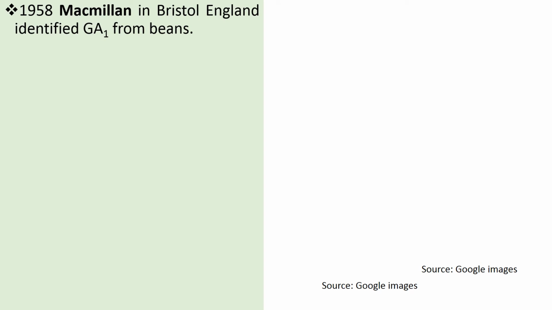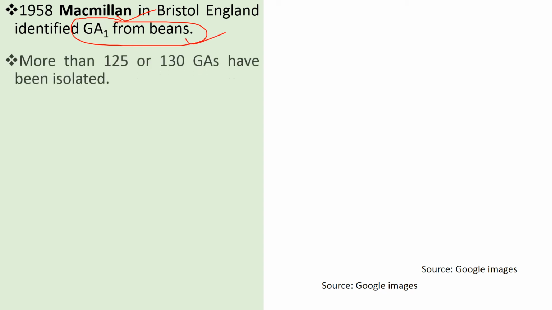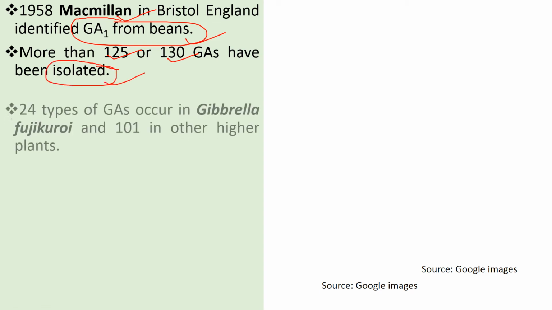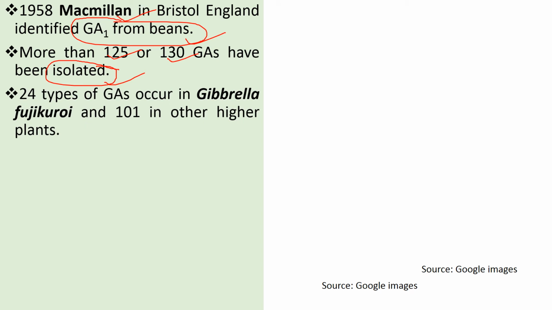Next, in 1958, Macmillan in Bristol, England, identified GA1 from beans. So they isolated this chemical substance from beans. And currently, there are more than 125 to 130 gibberellic acids which have been isolated, जो कि आज तक isolate किए गए हैं. And out of these, 24 types के gibberellins सिर्फ और सिर्फ एक ही fungus Gibberella fujikuroi से isolate किए, and the rest are from other higher plants.